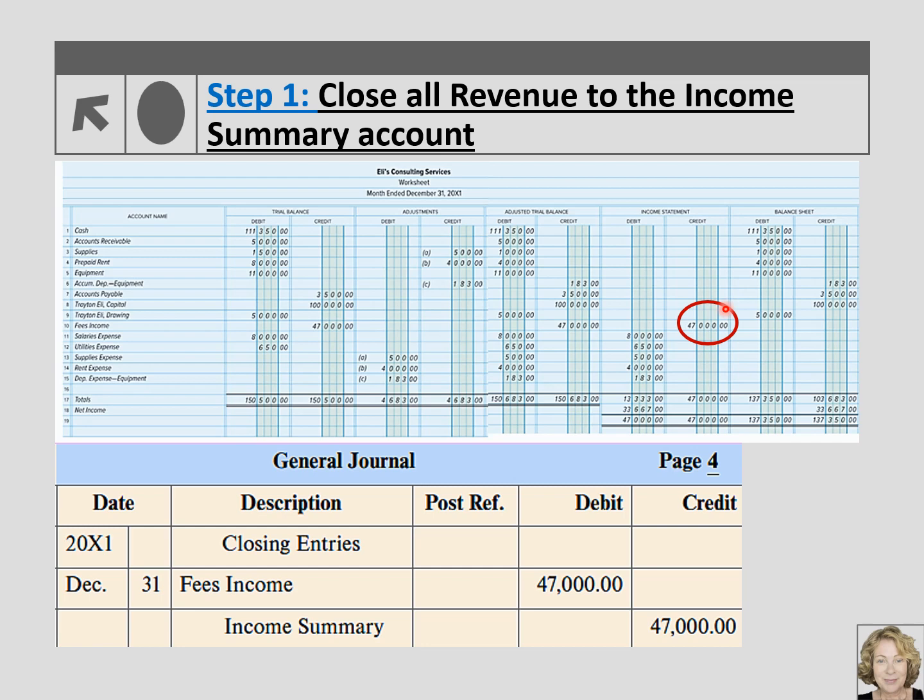Let's write that journal entry into the general journal. The first step is to write closing entries on the first line, followed by writing the date on the second line into the date columns. Next, we'll write fees income into the description and the amount of $47,000 into the debit column. On the next line, we slightly indent and write income summary into the description column and the amount of $47,000 into the credit column. We're now ready for step 2 of the closing process.